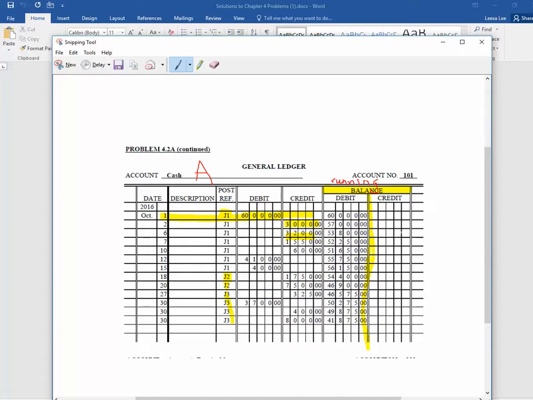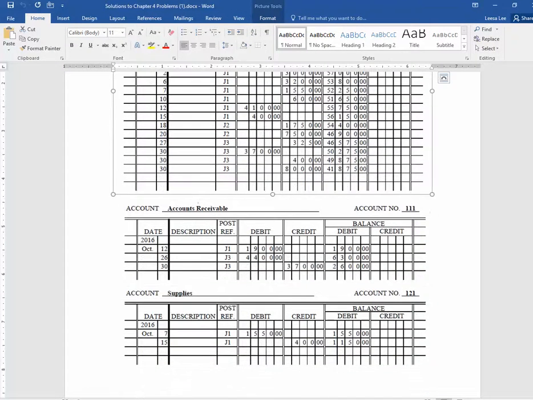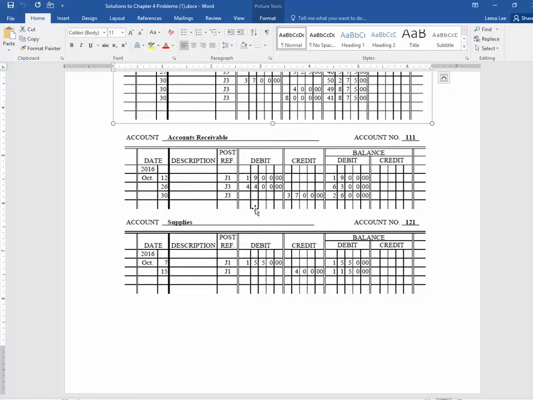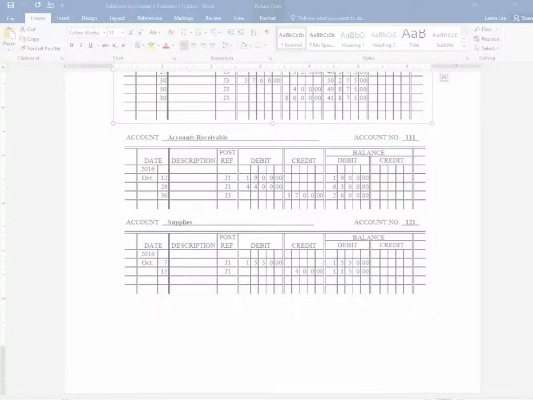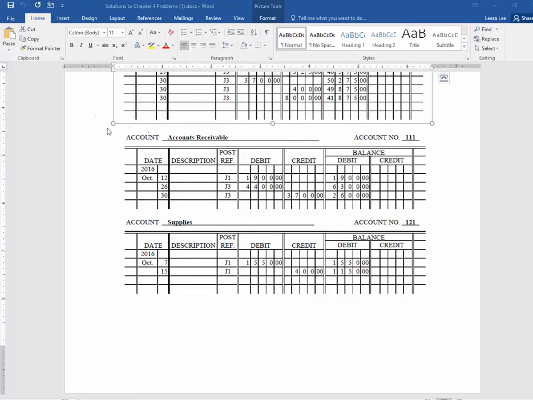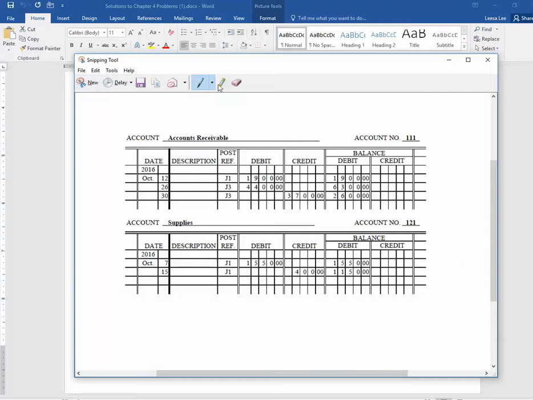All right, so when you finish the posting for problem 4.2, you're going to want to double check with the solutions that you have the right total at the bottom of every ledger. All right, moving on to the accounts receivable. Same idea if you want to think about it in the T account mode.